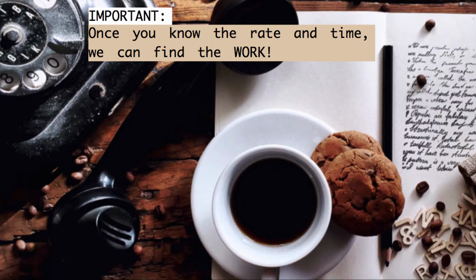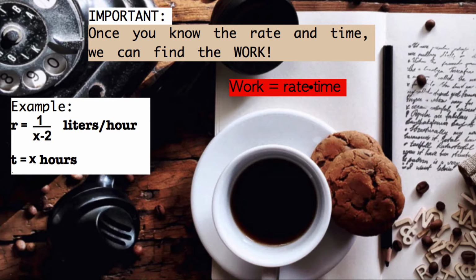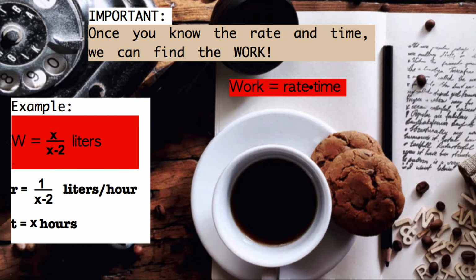Important: once you know the rate and time, we can find the work. Example: rate is equal to 1 over the quantity x minus 2 liters per hour. t is equal to x hours. Work equals rate times time. Work is then equal to x over the quantity x minus 2 liters.